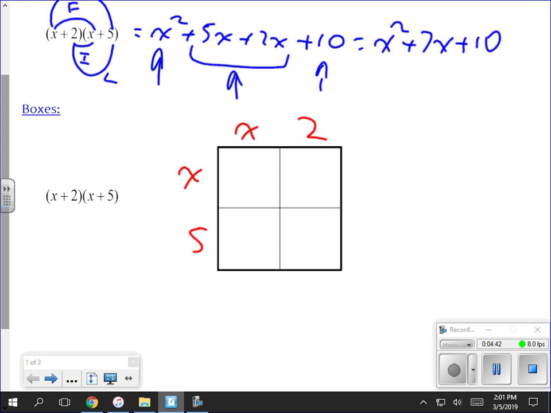You see where the x and the 2 and the x and the 5 come from. Do you see that? That's an important step. Fill it in like a multiplication chart. How does a multiplication chart work? You take this times this and you put it in the box. x times x gives me x squared. x times 2, 2x in that box.